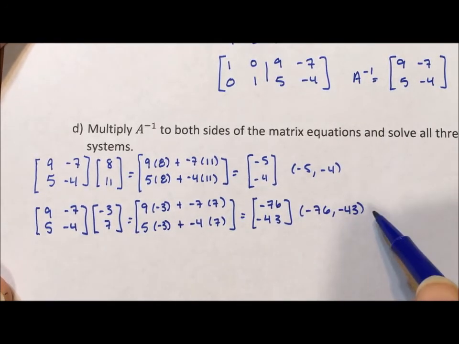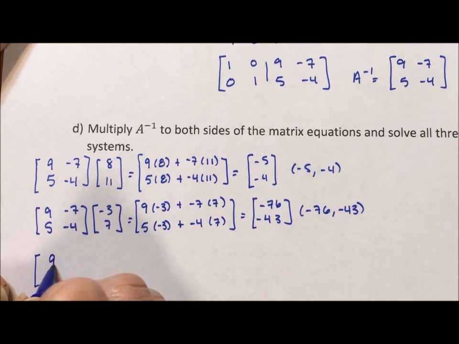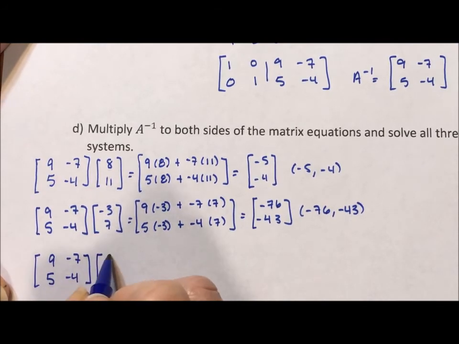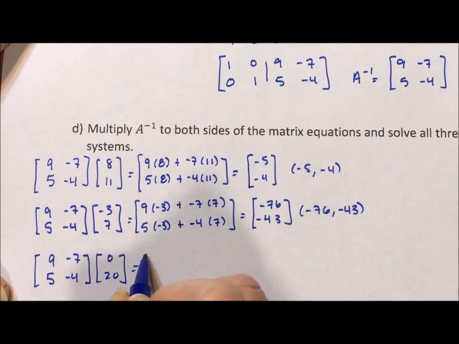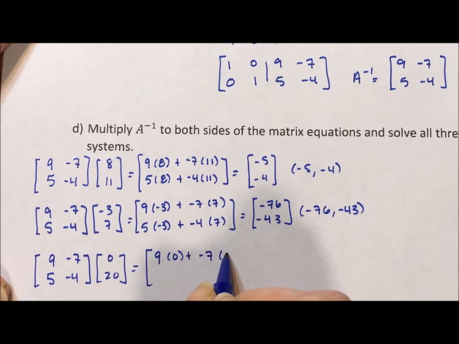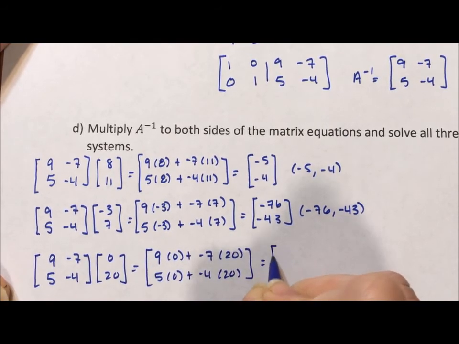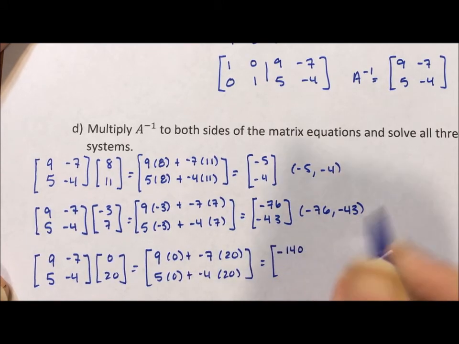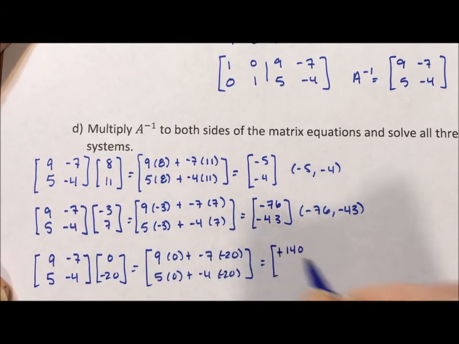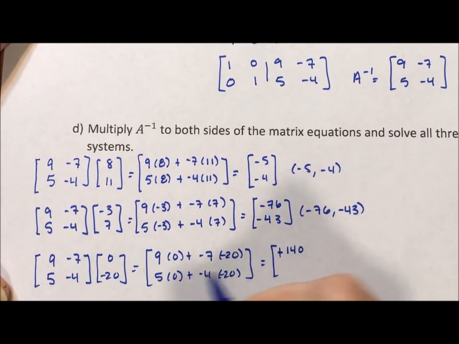So now we've solved two of them, and to figure out the third one, we just do one more quick multiplication, especially with that 0. So we have 9 times 0 plus -7 times 20. We have 5 times 0 plus -4 times 20. So this is -140. Oh, this should be a -20. Negative, negative, positive. And then a positive 80. So the solution is 140, 80.